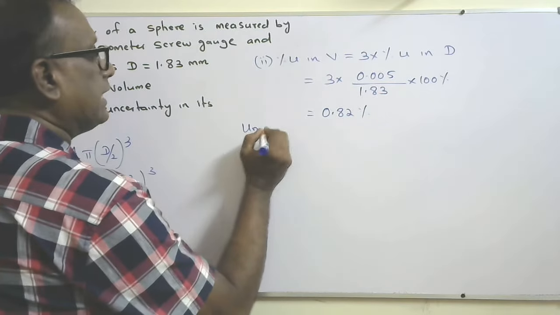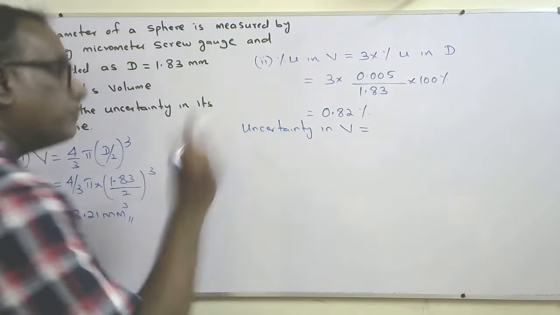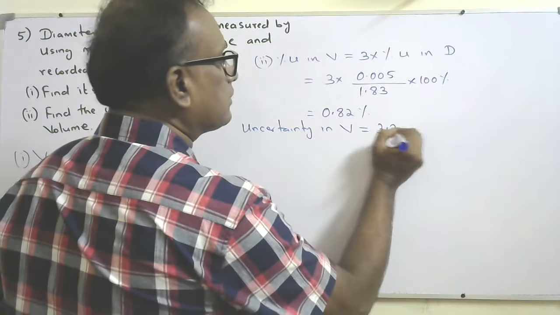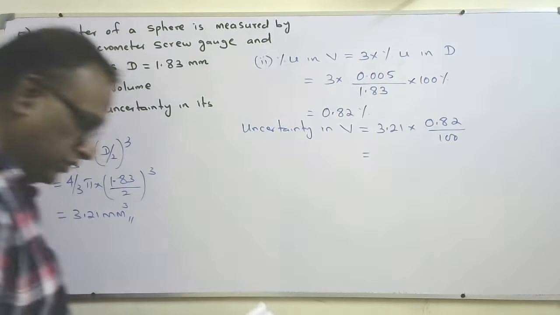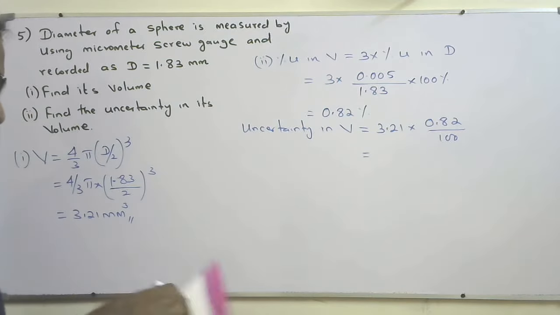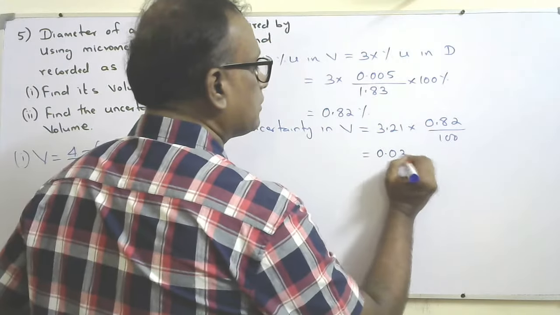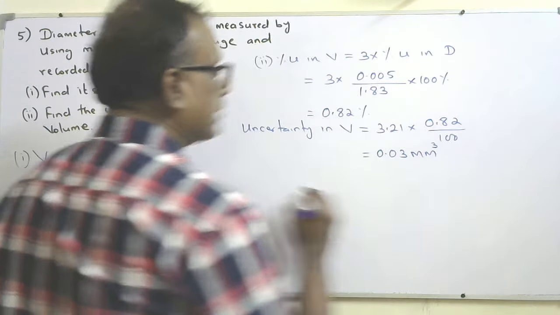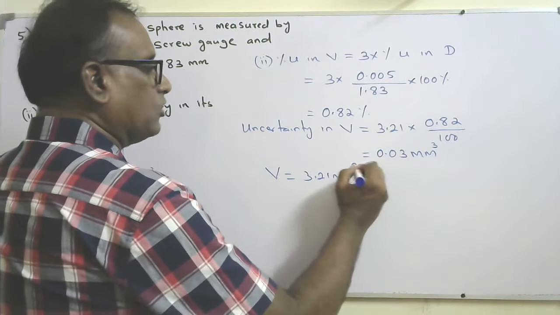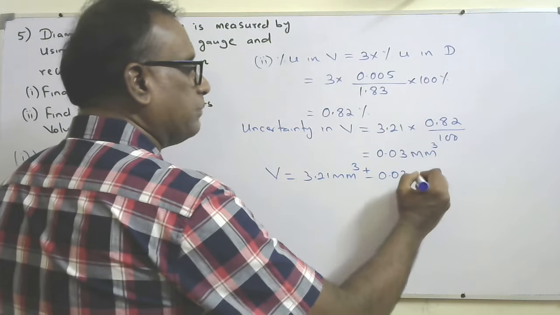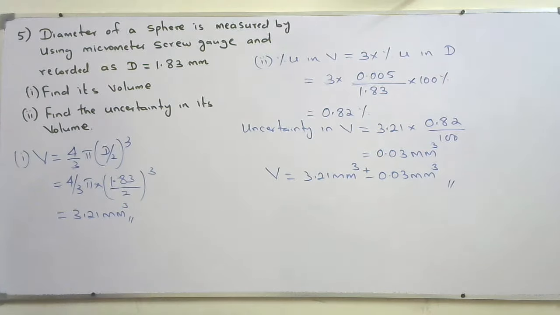Now the uncertainty in volume is equal to the value of the volume, 3.21, times the percentage uncertainty over 100. There you will get the uncertainty equal to 0.03 millimeter cubed. So I can say the volume is equal to 3.21 millimeter cubed plus or minus 0.03 millimeter cubed. So that's the volume including the uncertainty.